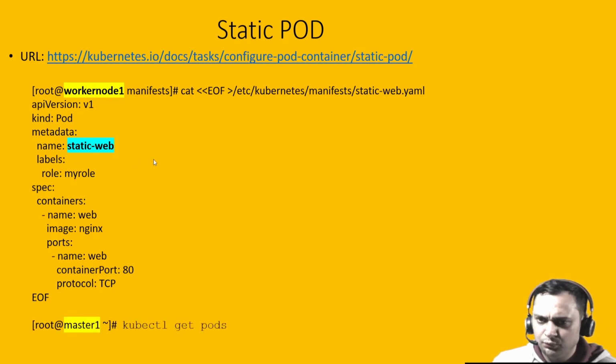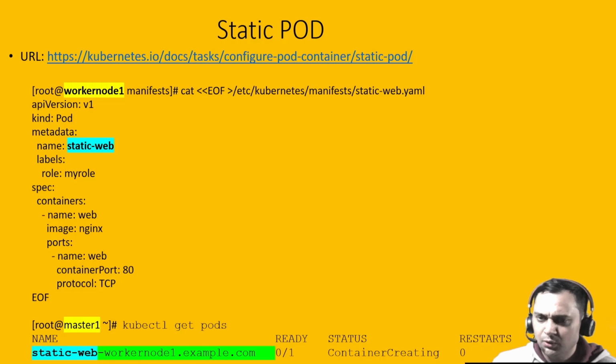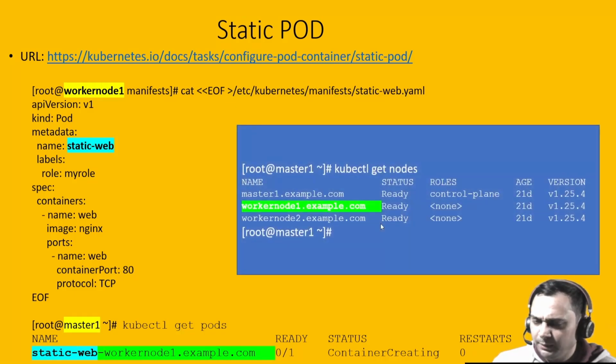In the master node, when we execute the command kubectl get pod, we will see one new pod is creating, ContainerCreating, with the name static-web-worker-node-1.example.com. Here the syntax would be pod name plus hyphen plus worker node name. We can get to know the worker node name if we execute the command kubectl get nodes. From there we get to know that it is created on worker-node-1.example.com. The name of the static pod, hyphen, and then node name.